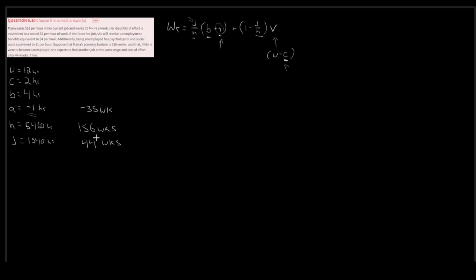What about our unemployment benefit? Well, instead of $4 an hour, we get 4 times 35. That's going to give us an unemployment benefit of $140 per week.